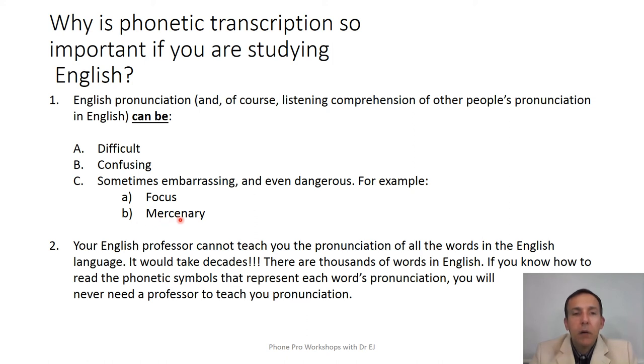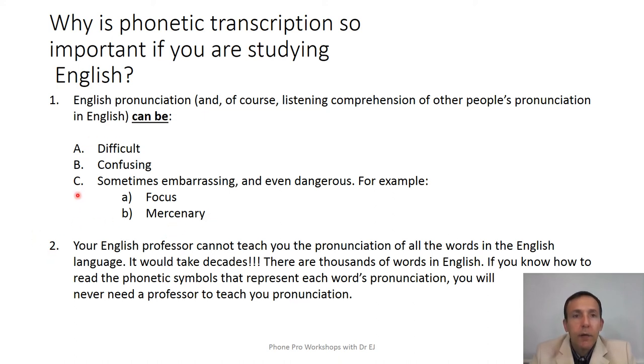B, mercenary. If you make a pronunciation mistake with the word mercenary or missionary, the message that you're trying to convey may be unclear, confusing, and to some other listeners, it may sound dangerous. A mercenary is someone who goes to war for money. A missionary is someone decent and religious who has a mission, usually a religious mission.